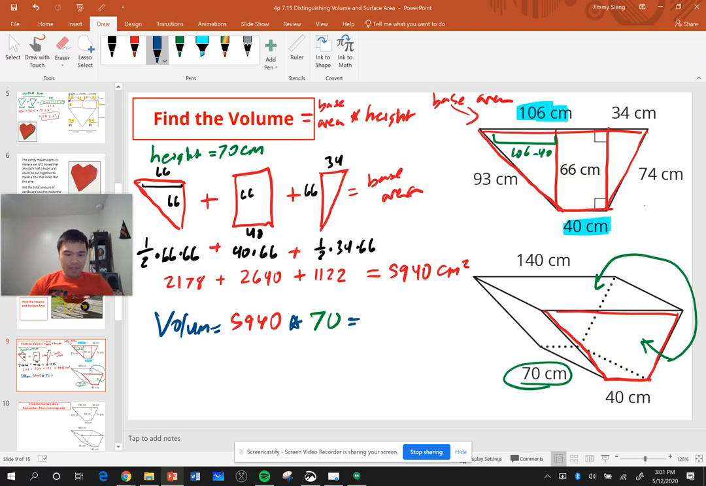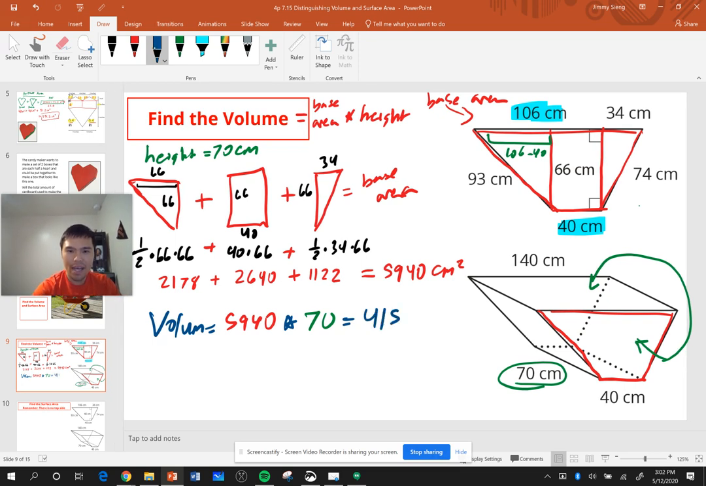Should be a big number. So we do 5940 times 70. That gives me 415,800 centimeters cubed. All right, that is my answer.